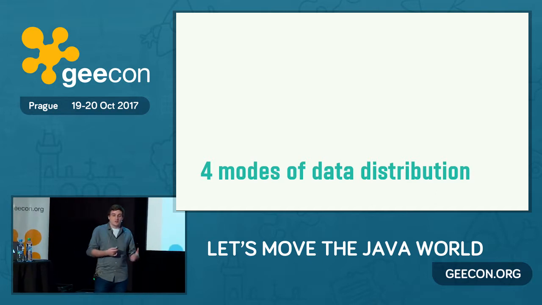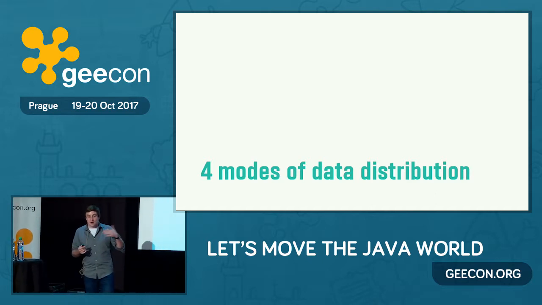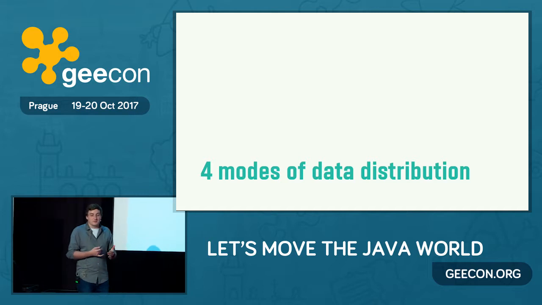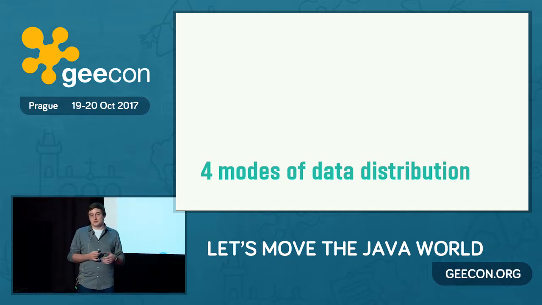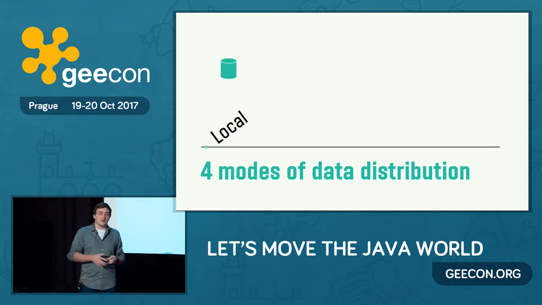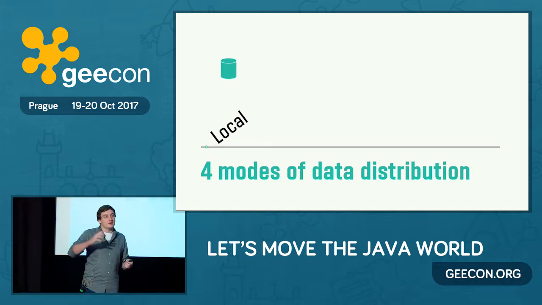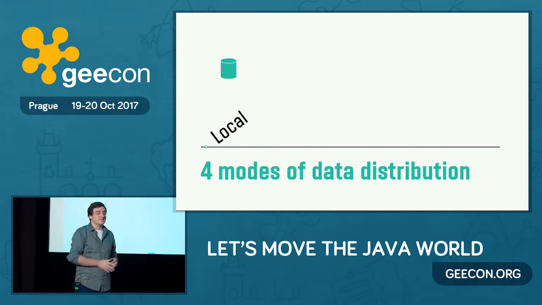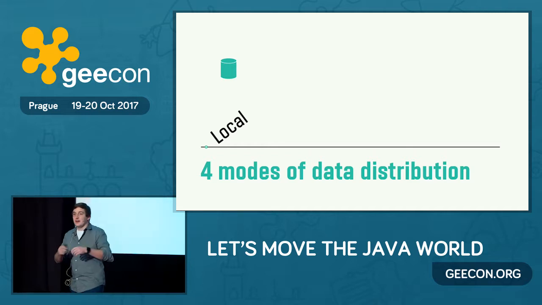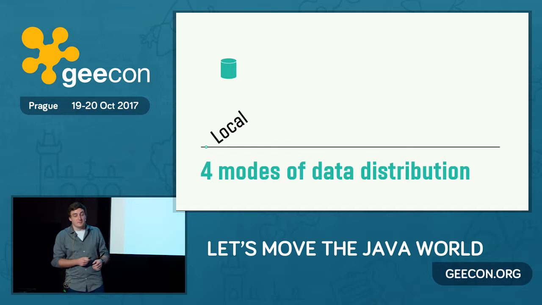Since Infinispan works with data, let's get to how Infinispan works with the data. Infinispan has 4 modes of data distribution. The first one is a local mode, where Infinispan is not really a distributed system. You can simply load the Infinispan, store the data there, fetch it later. The Infinispan doesn't talk with anybody.